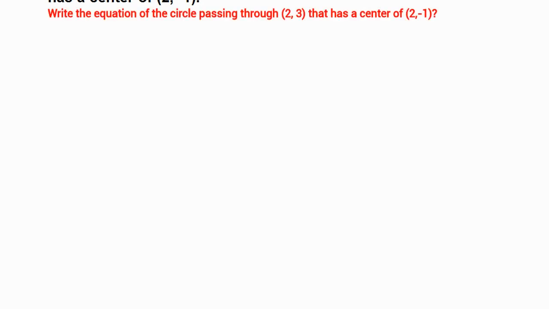And we are talking about our second in a 3 series of videos about how we write the equation of a circle. Now, you'll know from the last time we gave you the radius, but on this problem, it tells us to write the equation of a circle that passes through (2, 3) and has a center of (2, -1).